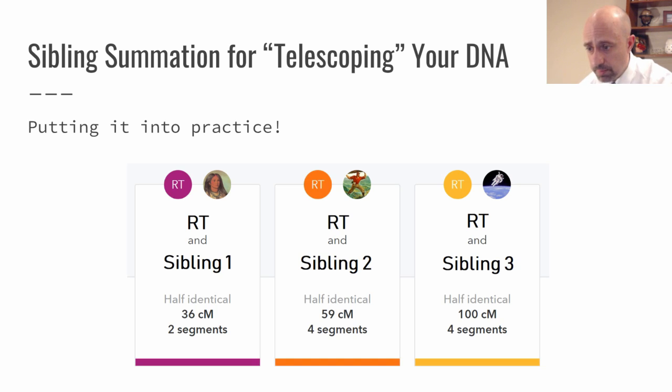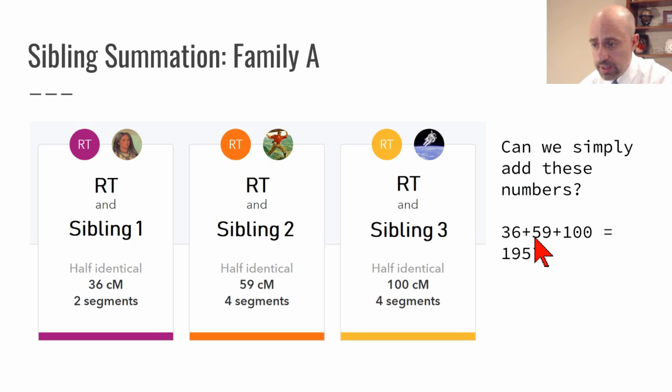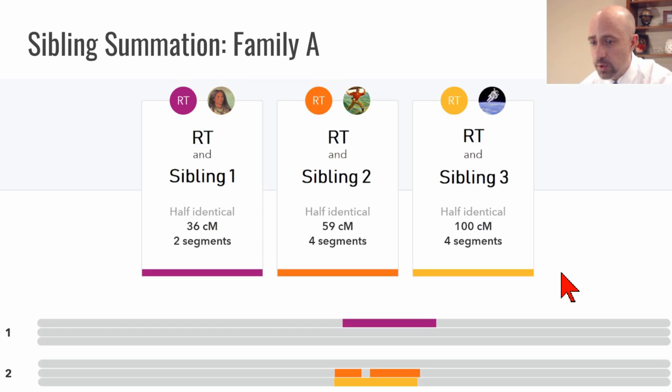So we'll talk about sibling summation, and we'll talk about exactly how you do it. So again, to add 36 plus 59 plus 100, you get 159. That is not the correct answer. That's not the correct way to do it. And so I'll tell you how we do it.